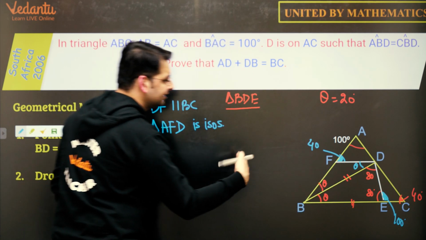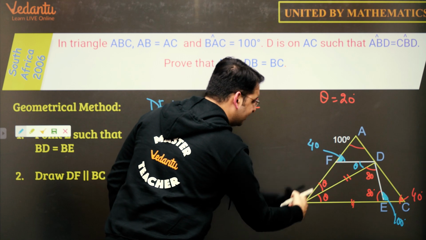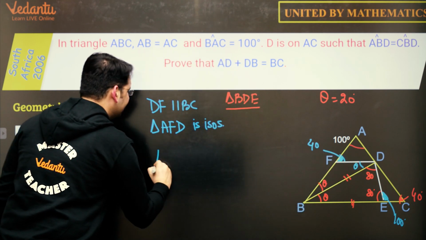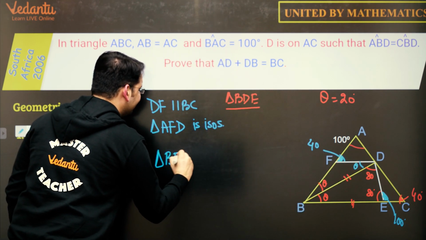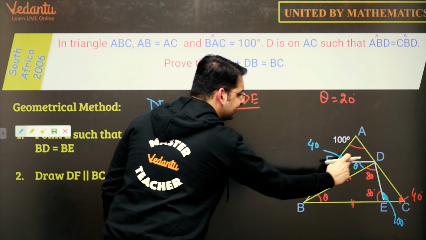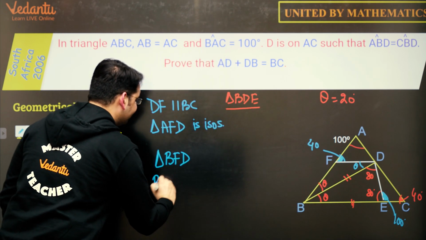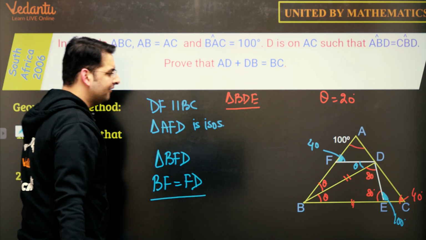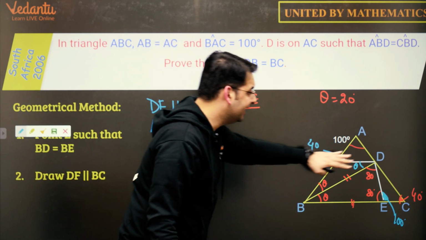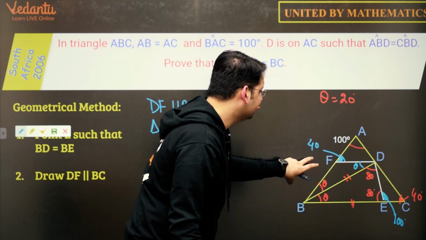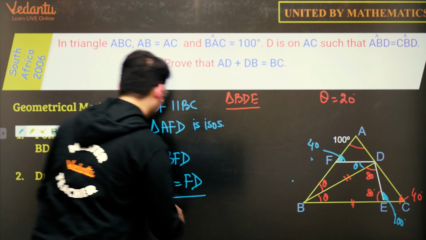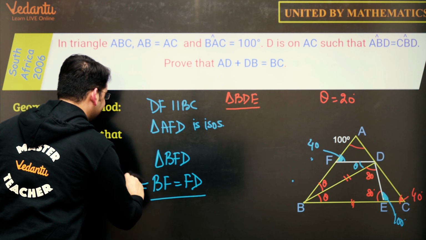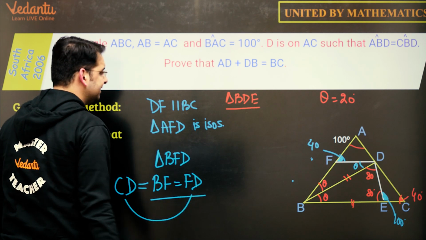And how does this help us? Triangle BFD: two angles are theta, so that means BF is equal to FD. And since FD was parallel to BC, we knew that BF is also equal to CD. That means CF is equal to FD.